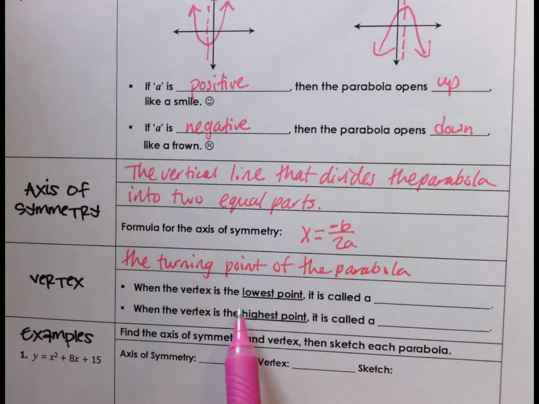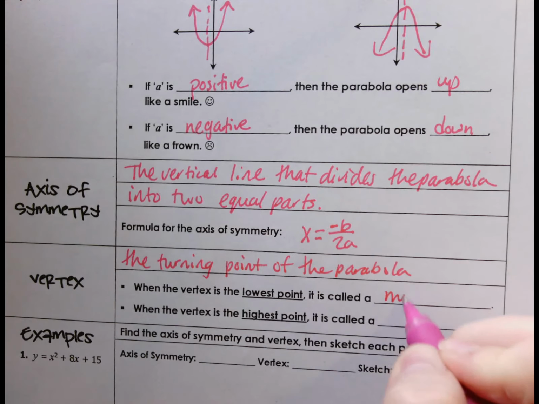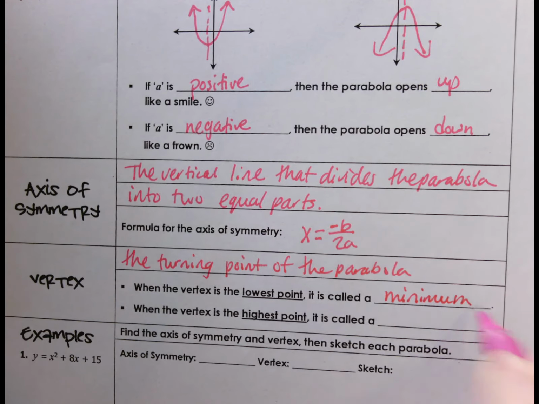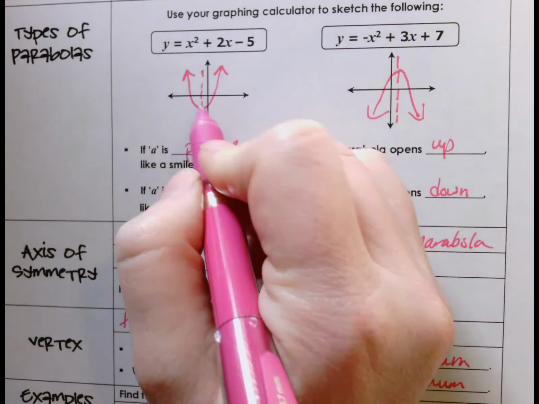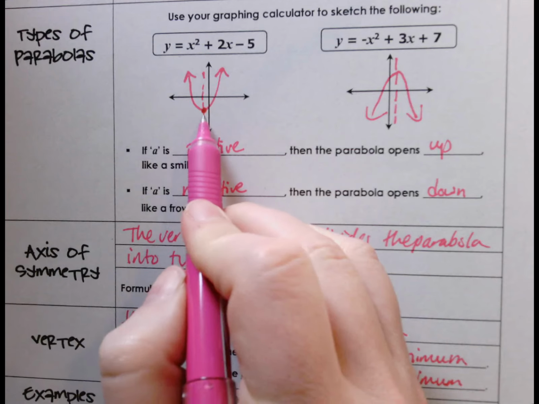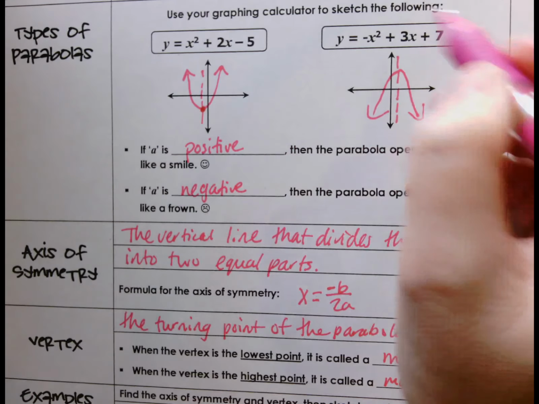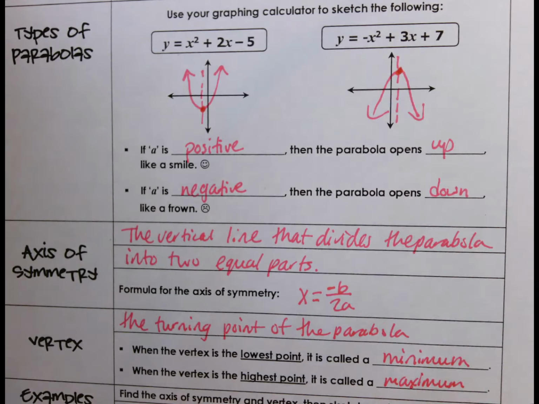So if the vertex is the lowest point, it's called the minimum. Remember, we have discussed this before. This should be review. And the highest point is called a maximum. So in those examples that we had up here, this would be considered the minimum, the lowest point, the vertex. This is the maximum, the highest point, the vertex, okay?